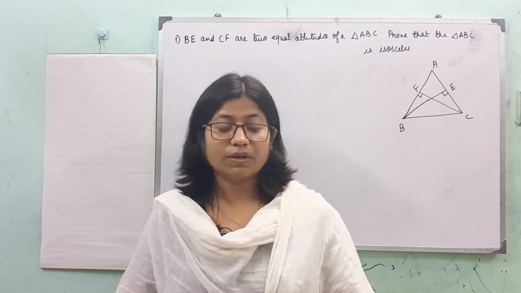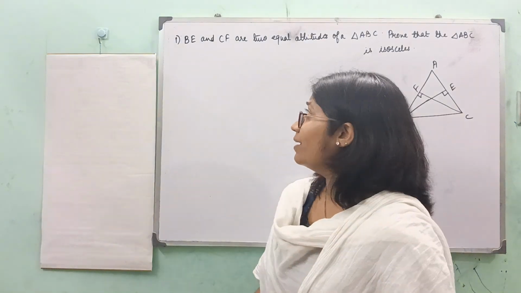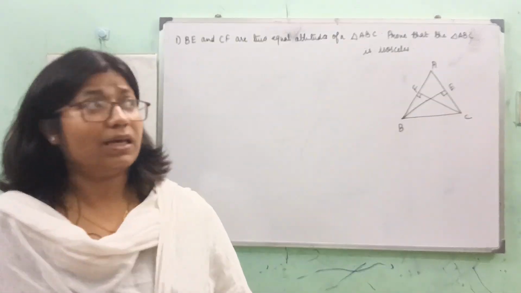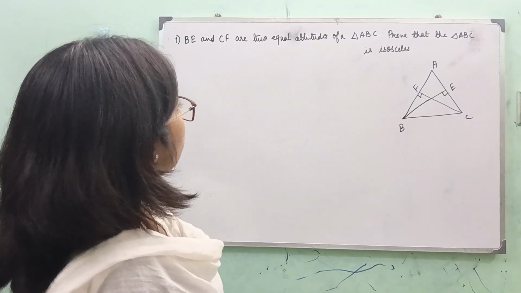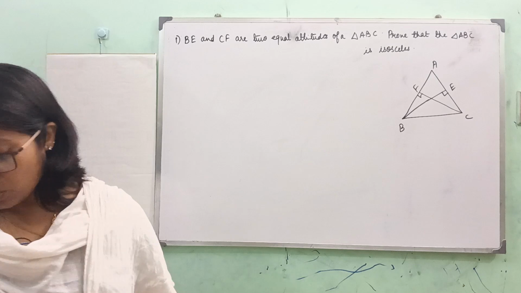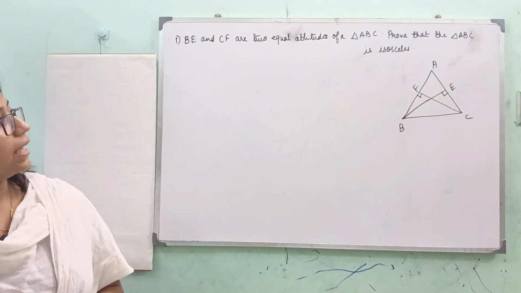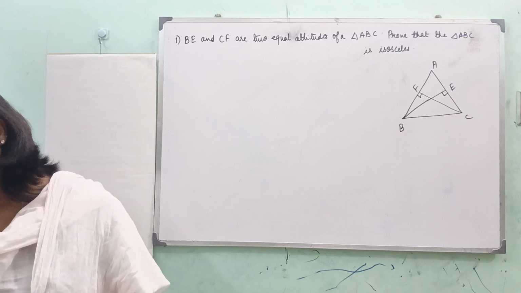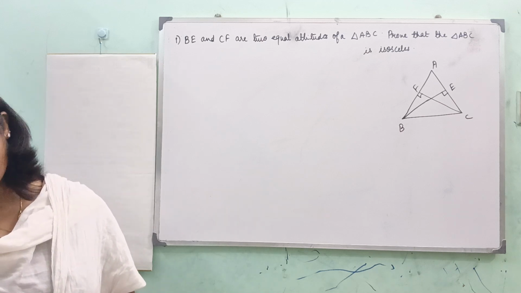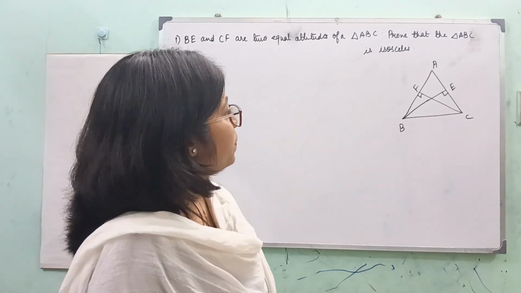Okay, you can see there's a sum already mentioned on the board. And what does it say? It says that BE and CF are two equal altitudes. Altitudes are perpendiculars. So BE and CF are two equal altitudes of a triangle ABC. We have to prove that the triangle ABC is isosceles. So this is the question.